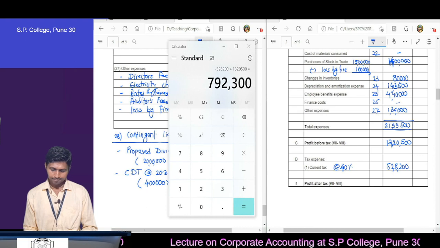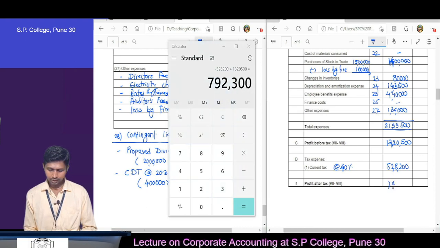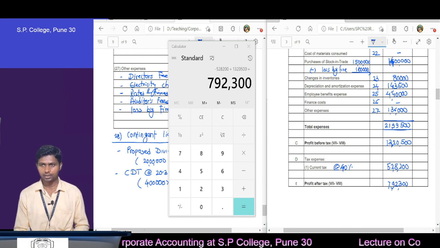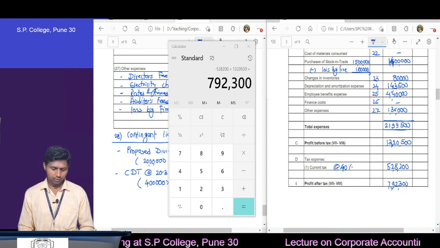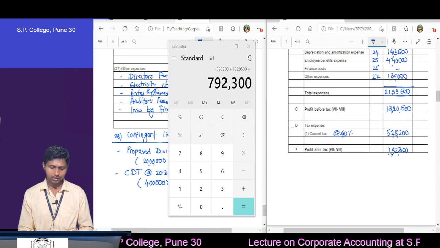13,20,500. You'll get 7,92,300. Just addition and subtraction that you can do. And the calculator is there on screen, therefore you can check. 7,92,300.